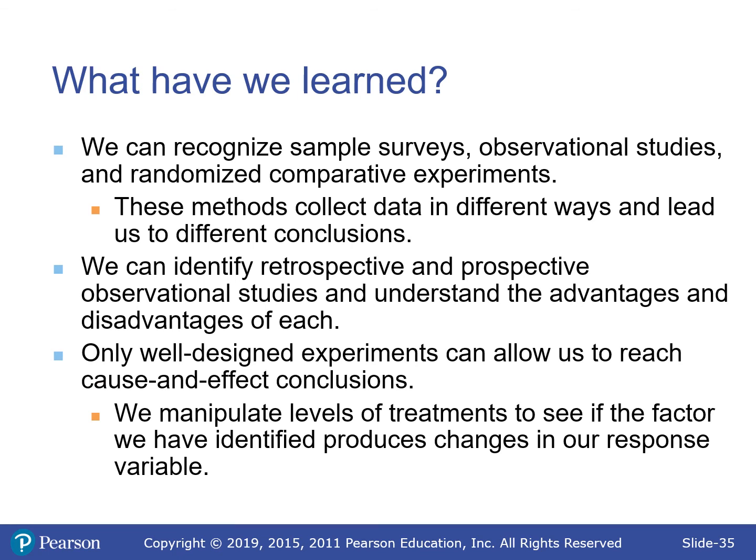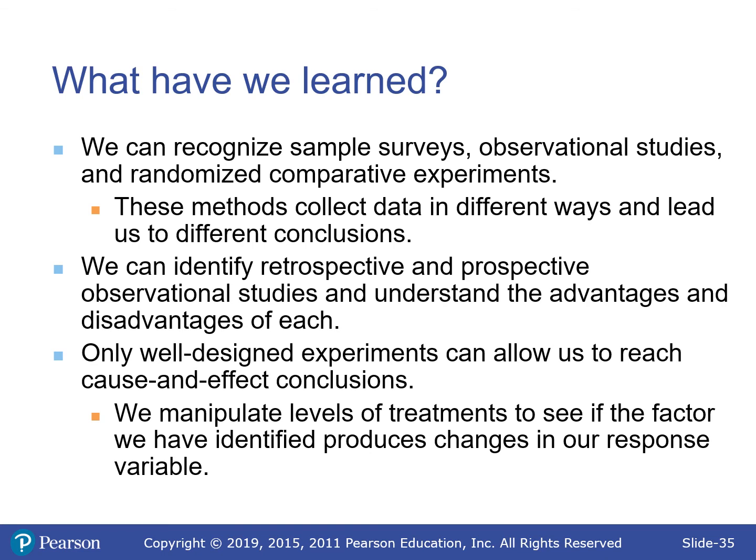So, what have we learned? Hopefully you can recognize sample surveys, observational studies, randomized comparative experiments. They collect different kinds of data in different ways. Identify retrospective and prospective studies. So did it already happen, or are you collecting the data more in real time? Only well-designed experiments can allow us to reach cause and effect conclusions, which is huge. That's what we're really trying to get.